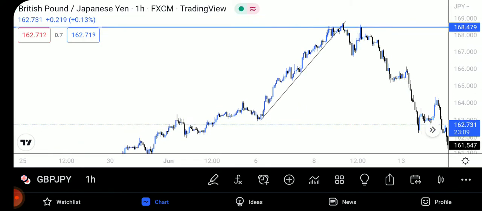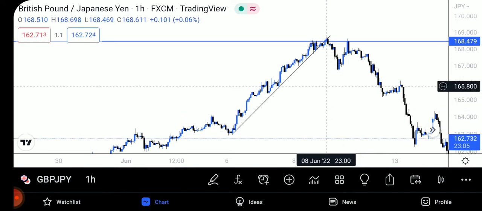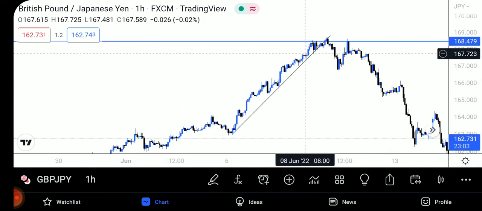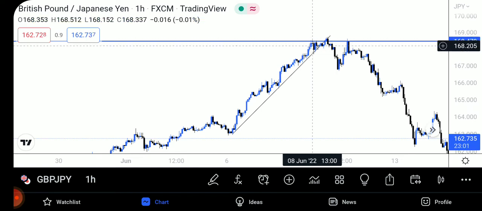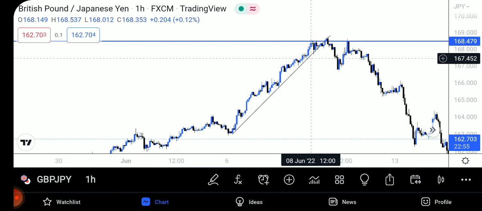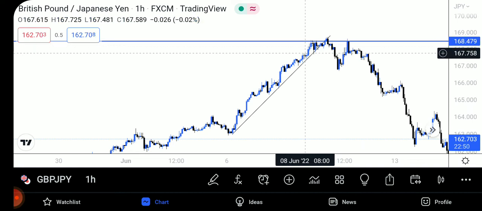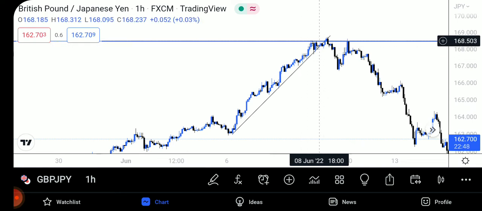Let's start with the first entry. What we saw was the market came to this zone, approached it, rejected off it, and then it made a doji. After making the doji, it made a bearish engulfing candle. Now we see that the momentum is to the downside.